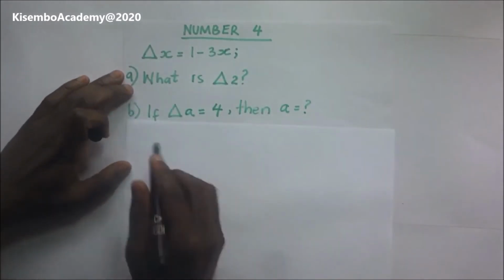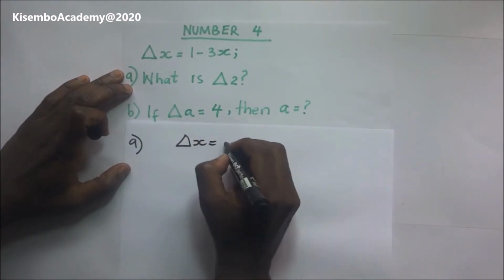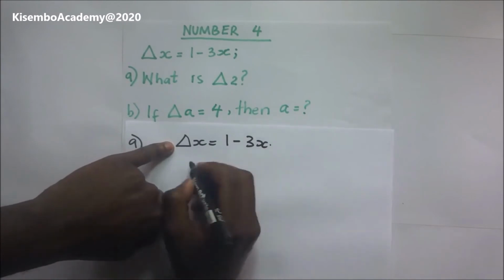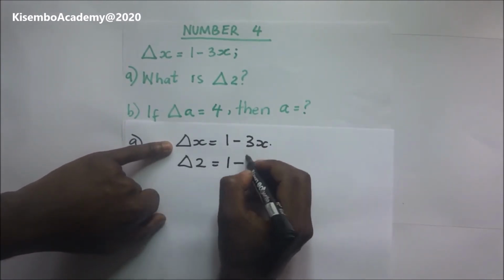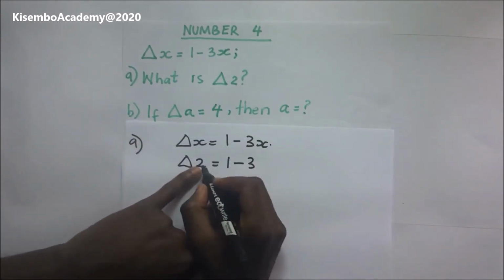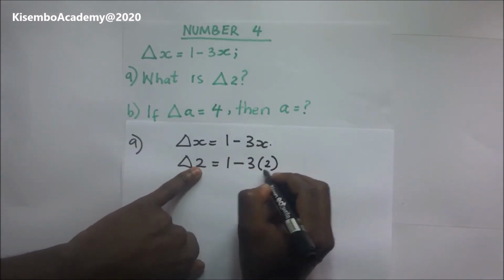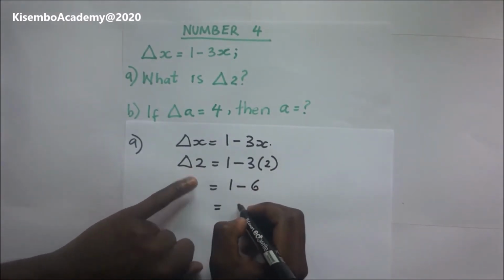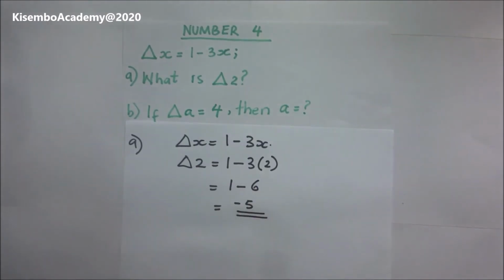If I may rewrite the solution here, delta x is given by 1 minus 3x. So delta 2 is 1 minus 3, where x is 2. So the value of x here is 2. This becomes 1 minus 3 times 2, which is 6. And our answer is negative 5.